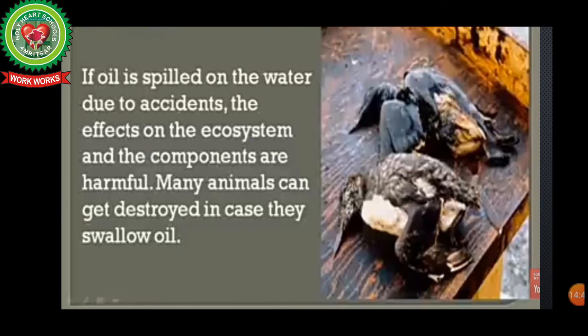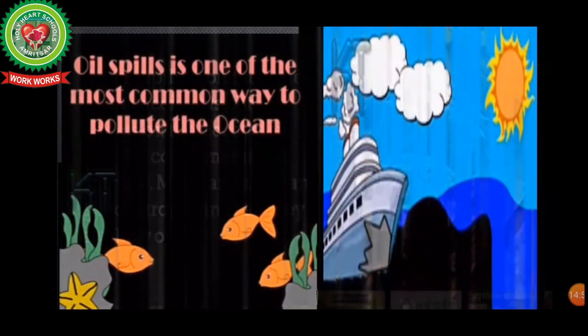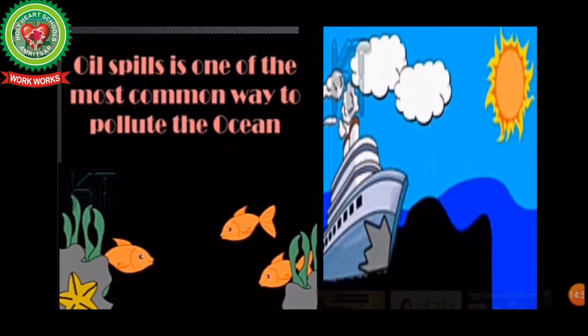If oil is spilled on the water due to an accident, the effects on the ecosystem and its components are harmful. Many animals are destroyed in case they swallow oil. Now, oil spill is the most common way to pollute the ocean.